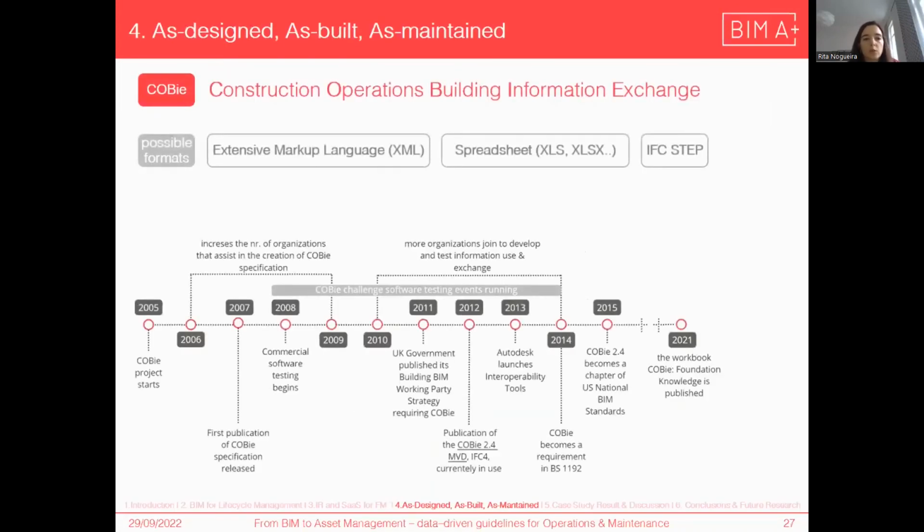So COBie stands for Construction Operations Building Information Exchange, and it can be presented in 3 possible formats. So the XML format, the spreadsheet as we talked about, and also the IFC STEP. And it has been around for quite a while. So it's been almost 15 years already that it has been continuously tested and improved along the years in the industry.